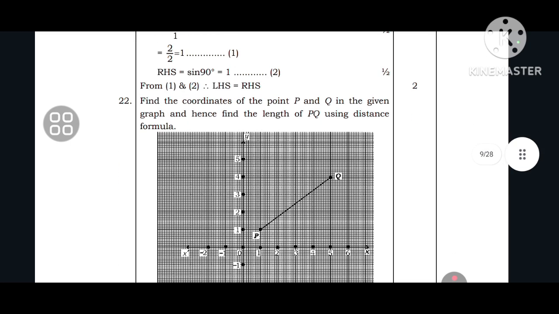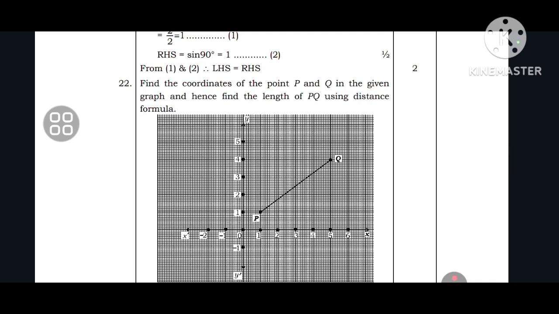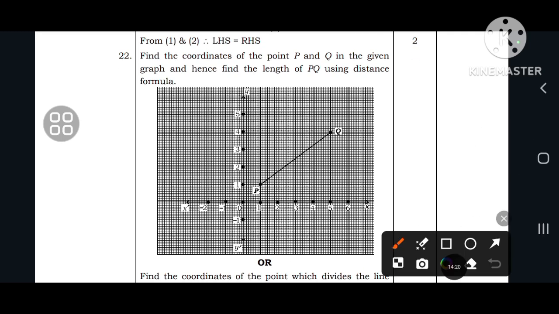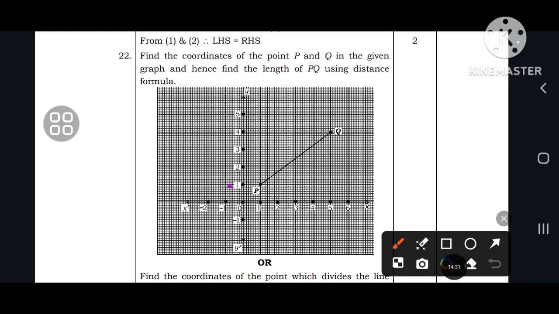Find the coordinates of the point P and Q in the given graph, and hence find the length of PQ using the distance formula. This is from the coordinate geometry chapter. They have provided the graph here. You can see this is a graph and this is a line segment. PQ is a line segment and they have asked the distance. What you have to do if they give this type of question: join these points, this point and this point, see what the length is, and then take 2 points x and y and solve for the answer.